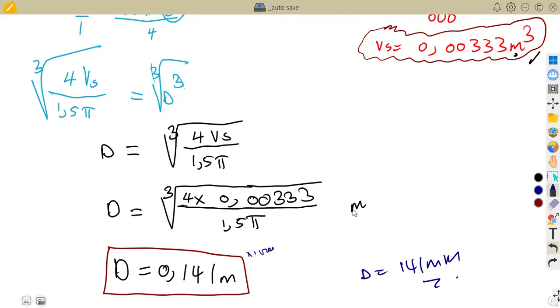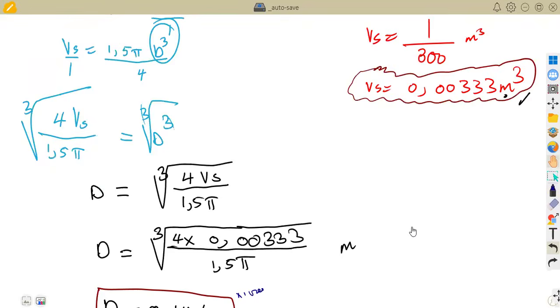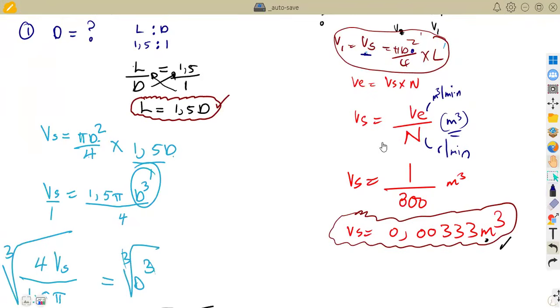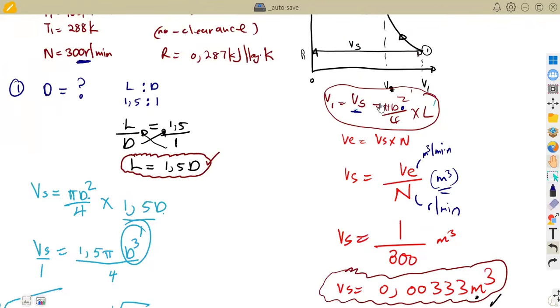That's if you want. But are we seeing the relationship of VS and VE, where it plays a role? VE is equal to VS times N. So to find VS, you divide by N. Finding VS, the stroke volume or the cylinder volume, is helping us to determine the diameter, but also considering that ratio that we were given before.